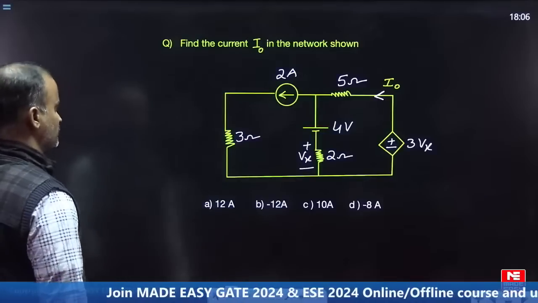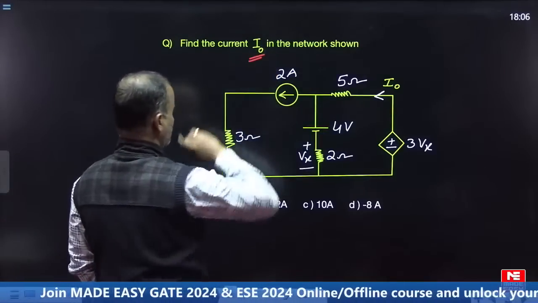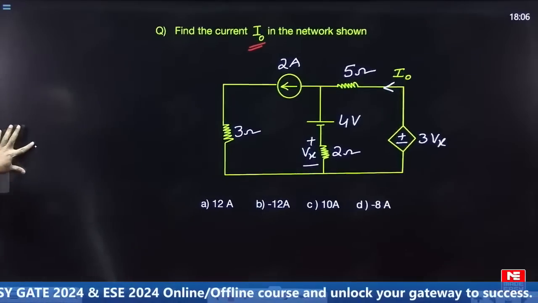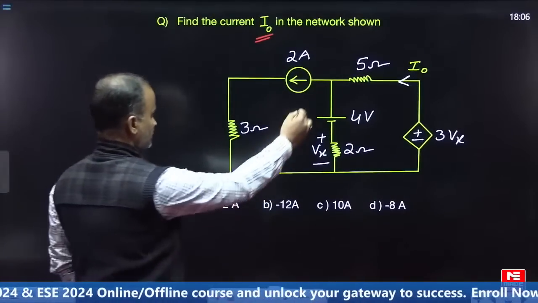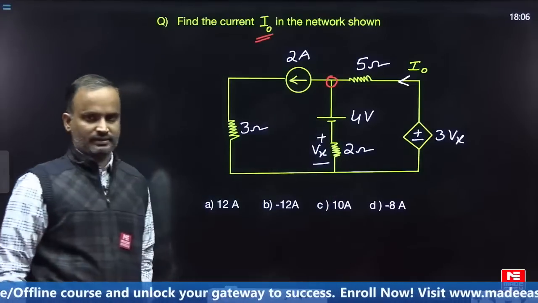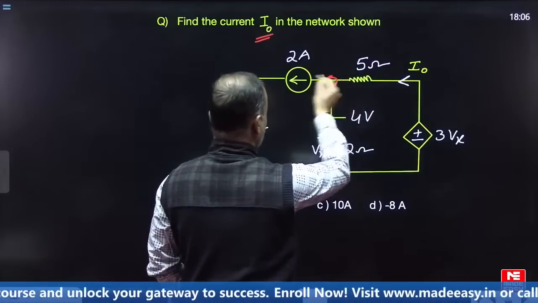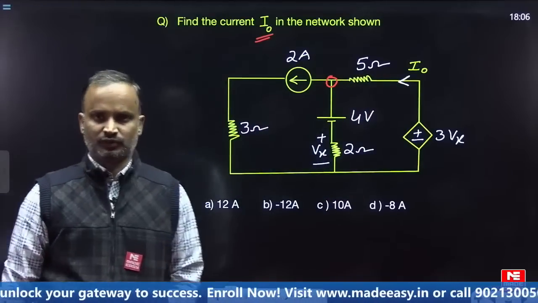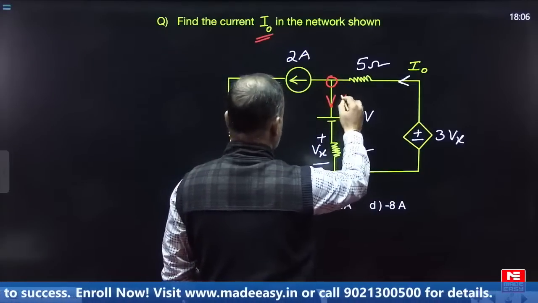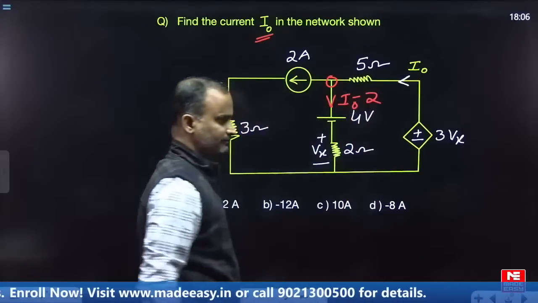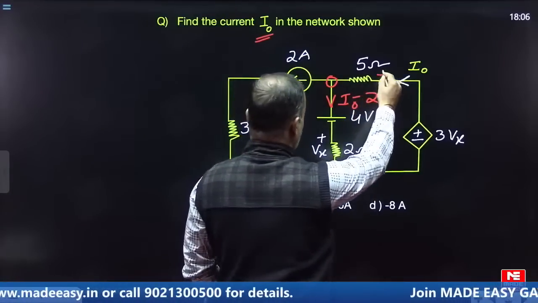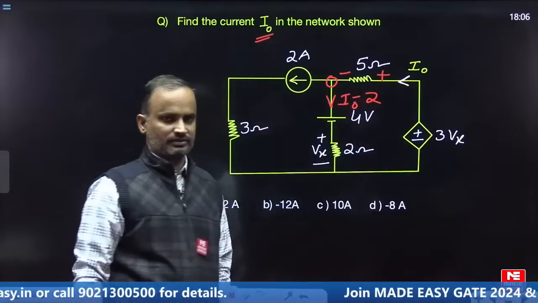For this example, our target is I naught. To conclude in an easy way, simply can I use KVL and KCL. First let us apply KCL at this point. Here I naught is the incoming current and 2 amperes is the outgoing current. If you apply KCL at this point, the remaining current is I naught minus 2. Wherever the current is entering it is plus, the other one is minus.